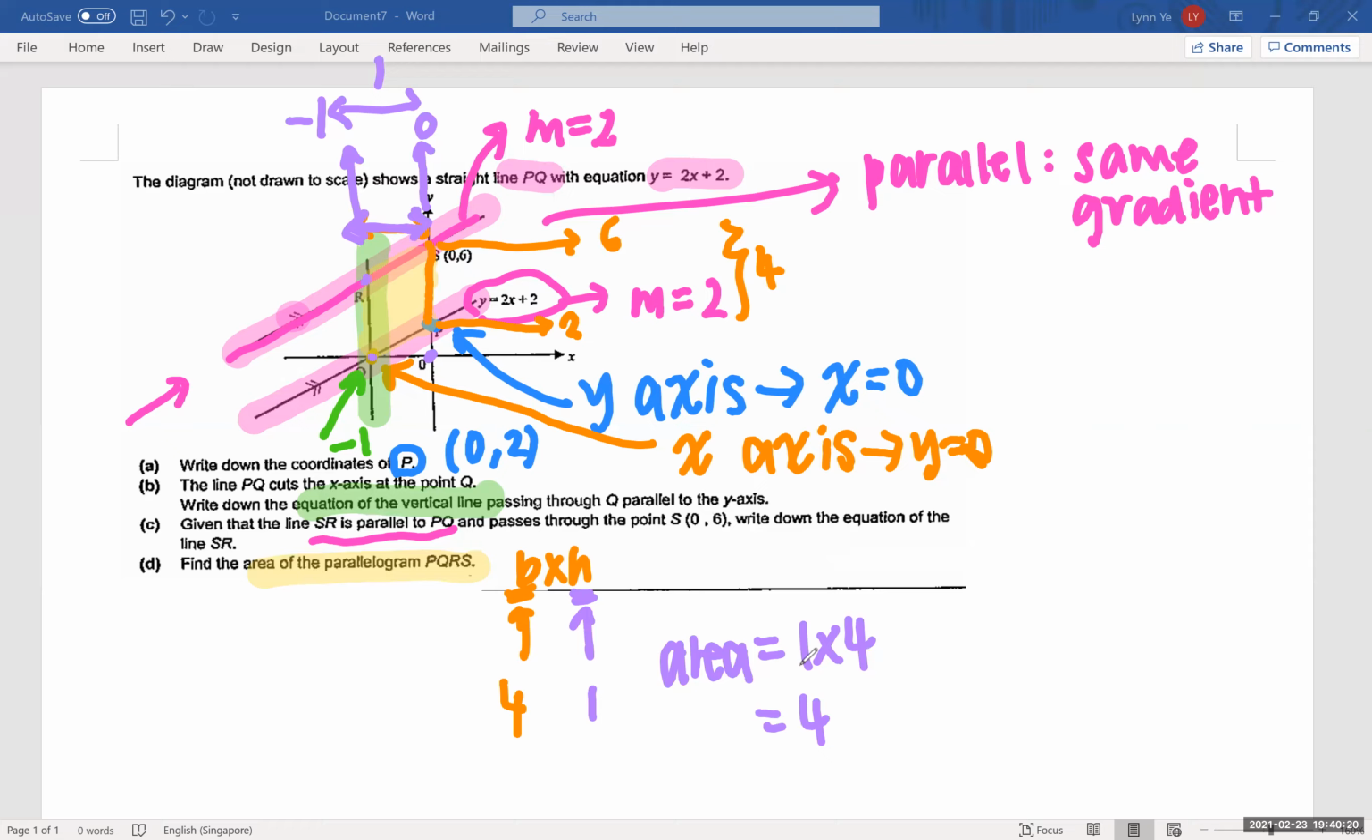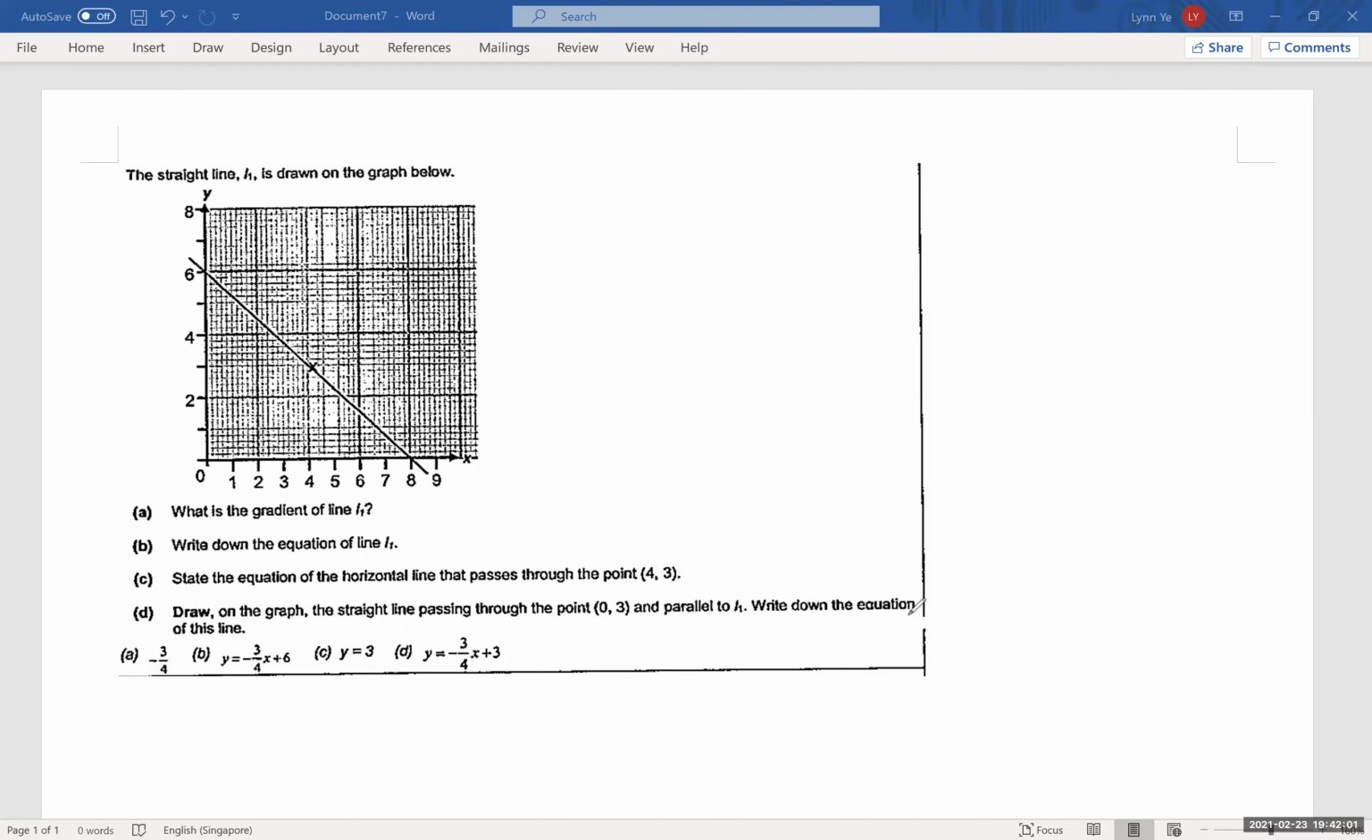Next, we'll move on to question 18. Okay, so what is the question? They say, what is the gradient of L1? So let's read the question. The question says this is a straight line L1. So this right here is my L1.